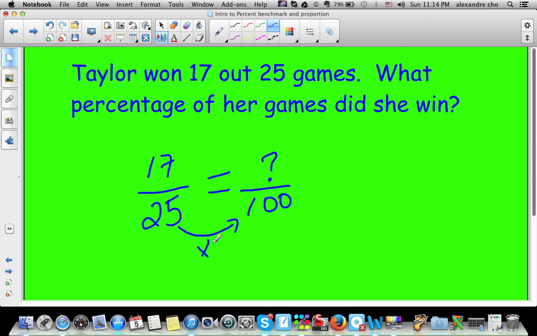25 to go to 100 is times 4. And obviously, that same is going to be applied on top. 17 times 4 is 68. So, she won 68% of her games.